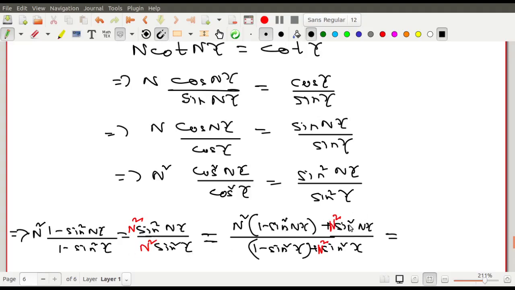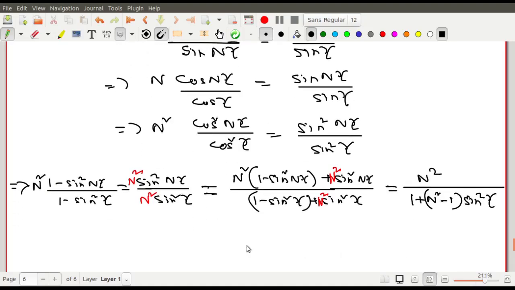So that gives you n square sin square gamma gets cancelled and you have only n square in the numerator, and in the denominator you will have 1 plus n square minus 1 sin square gamma. So that is what you have.